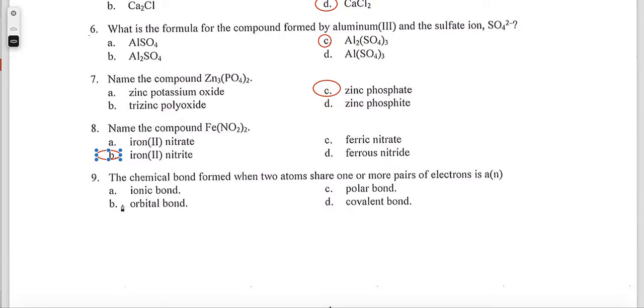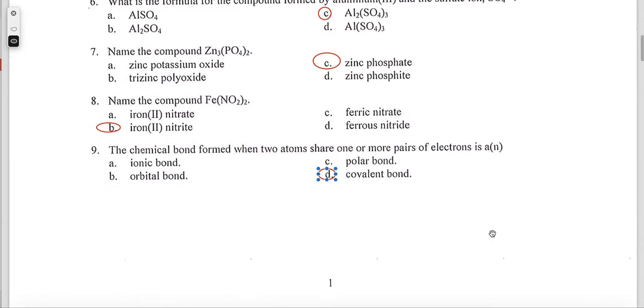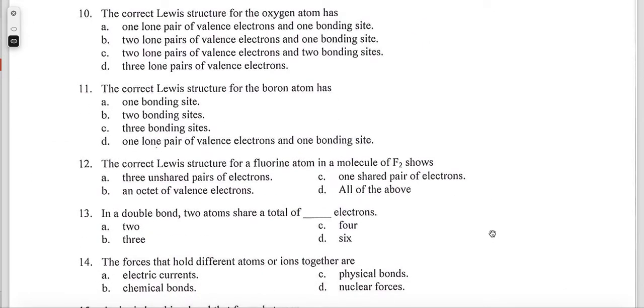Okay. Number 9, the chemical formed when 2 atoms share pairs. There's the key word there, share, which is going to make this letter D. Okay. All right, flip it over. Next page here. I'll flip my notes as well.